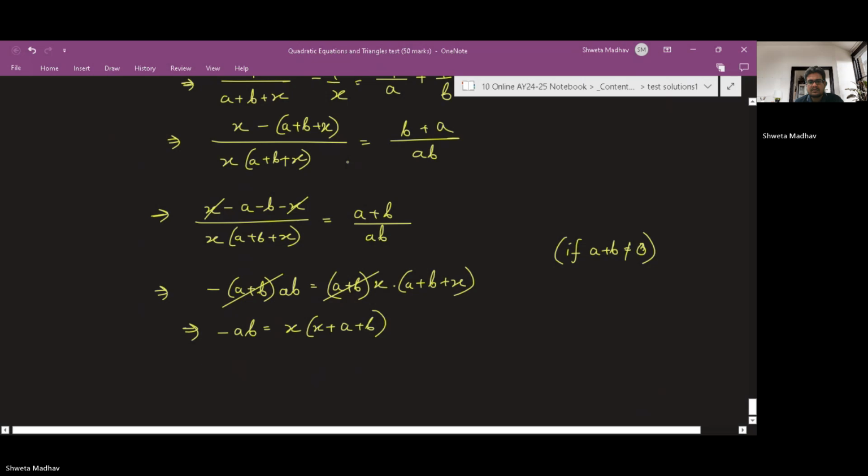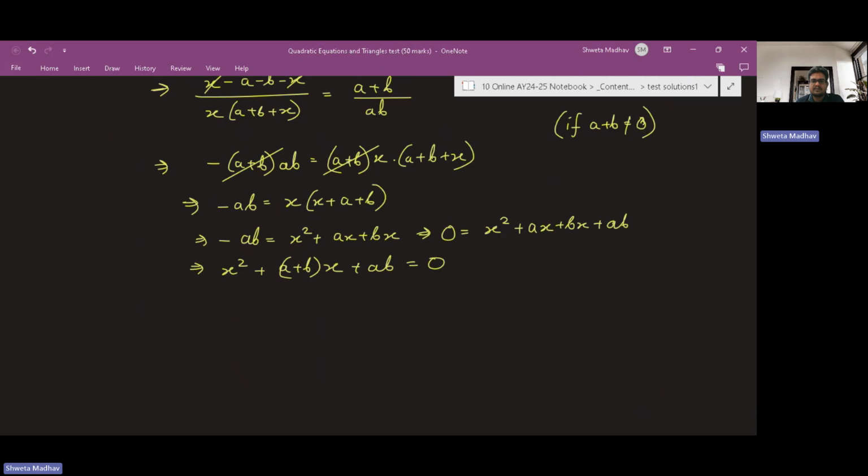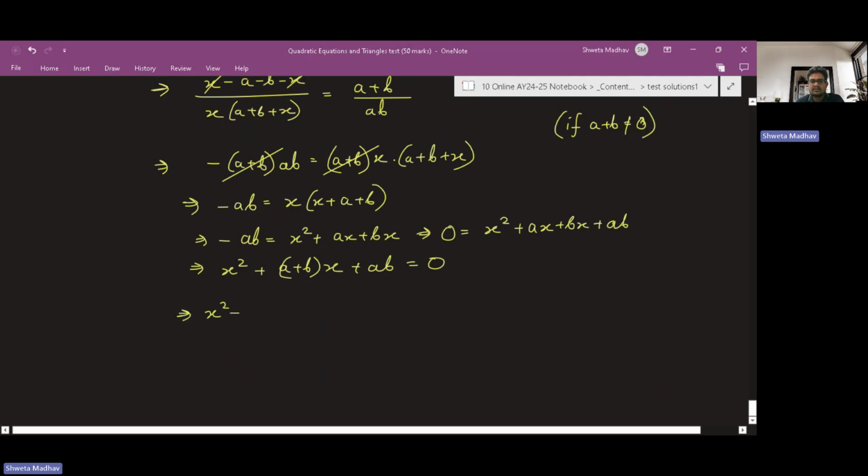b). So then this will be minus ab equals x square plus ax plus bx. So we can say that this will be x square plus (a plus b) into x plus ab, that is equal to 0. Since we can take this on the right hand side, and then we can say 0 equal to x square plus ax plus bx plus ab. So then we can interchange both the sides of the equation.